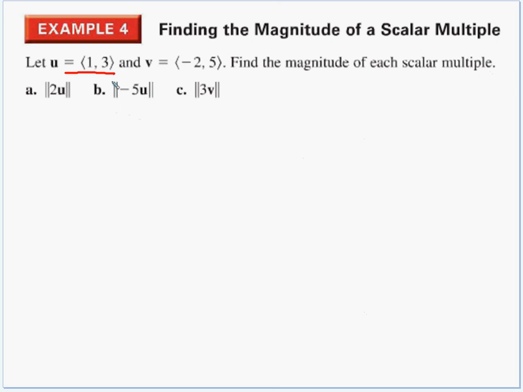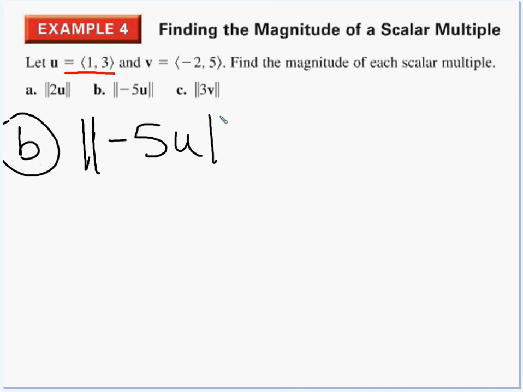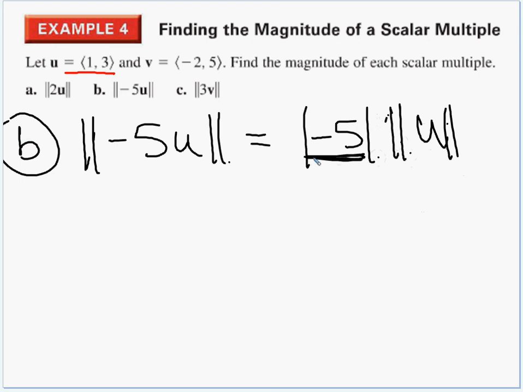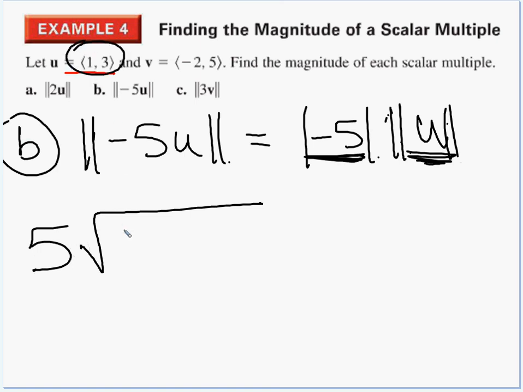B, negative 5 times u, find the magnitude of that. So we're going to apply that property again. The magnitude of negative 5 times u is going to be the same thing as the absolute value of negative 5 times the magnitude of u. The absolute value of negative 5 is 5. And now the magnitude of vector u, that's this one right here: square the first thing, 1 squared is 1. Square the second thing, 3 squared is 9. 1 plus 9 is 10. 5 root 10.